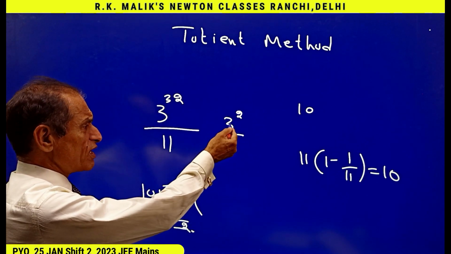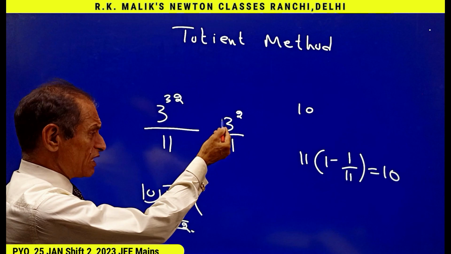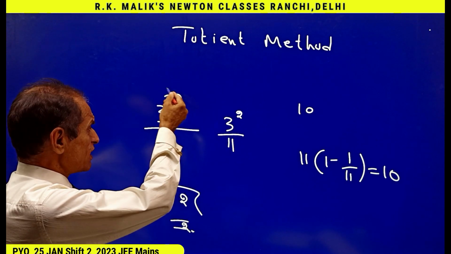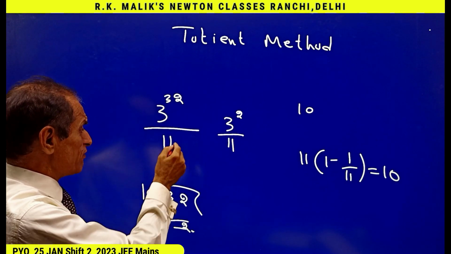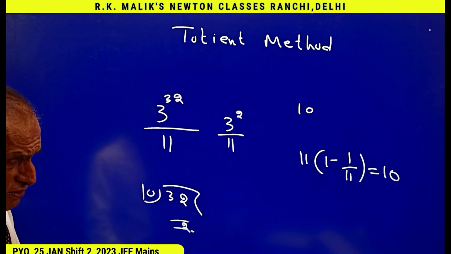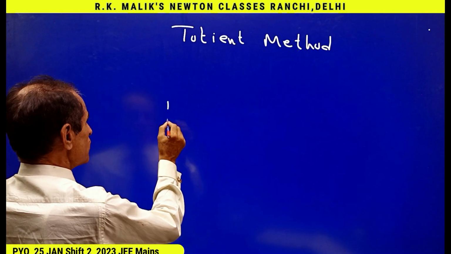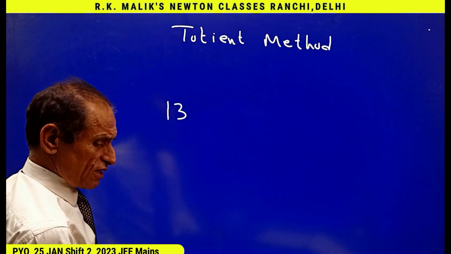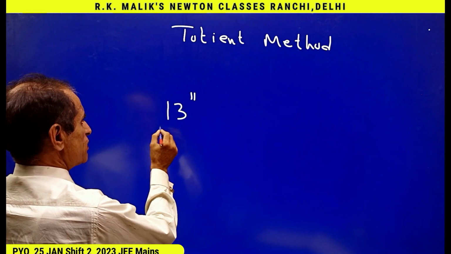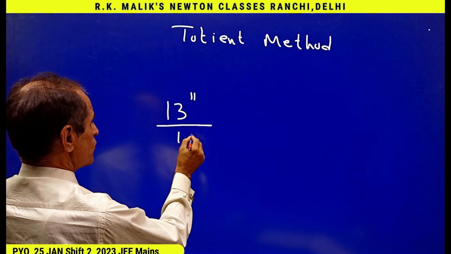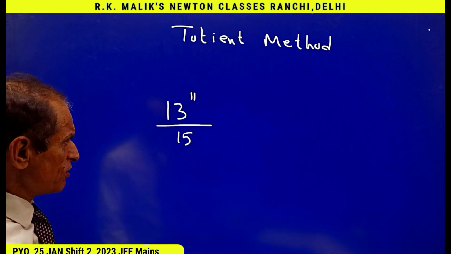And in this case, when 9 is divided by 11, the remainder will be 9. Hence, I can say when this is divided by 11, the remainder will be 9. Let us take one more example. Find the remainder when 13 to the power 11 is divided by 15.